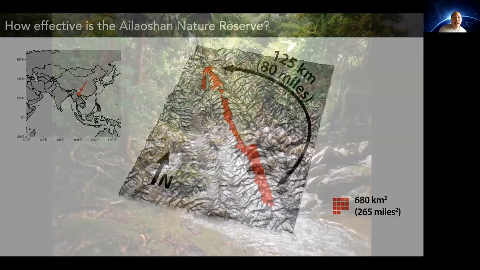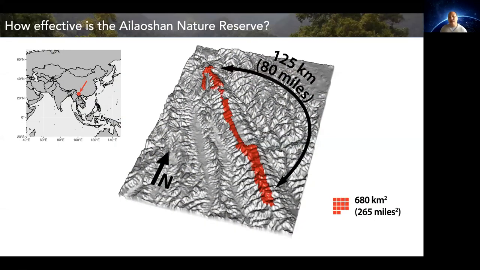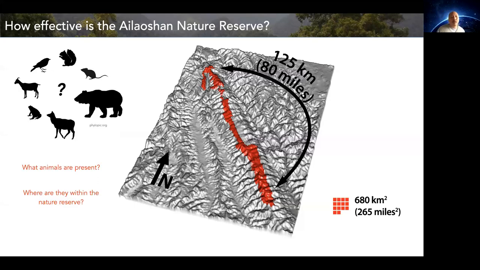So we thought about how we might do this. And we decided to use as our main place this place called the Ailaoshan Nature Reserve in southwestern China. It's about the size of Singapore, and it's also quite typical. It's the top of a ridge of mountains. And so how do you measure wildlife? What we want to do is we want to know what species are there, and then where they are, where each one is in this gigantic park.